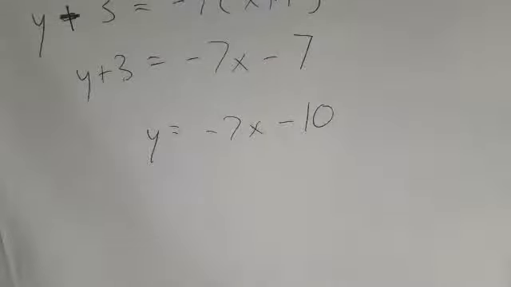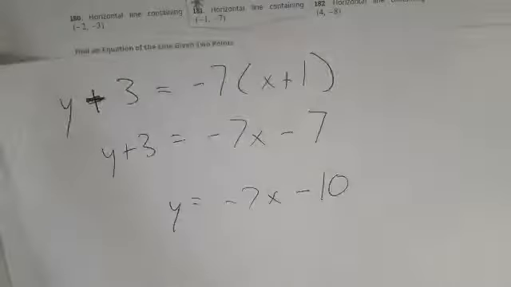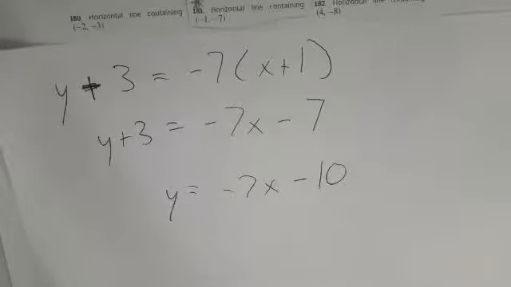And then the last one here is 181. If I want a horizontal line containing -1, -7, what does that look like?